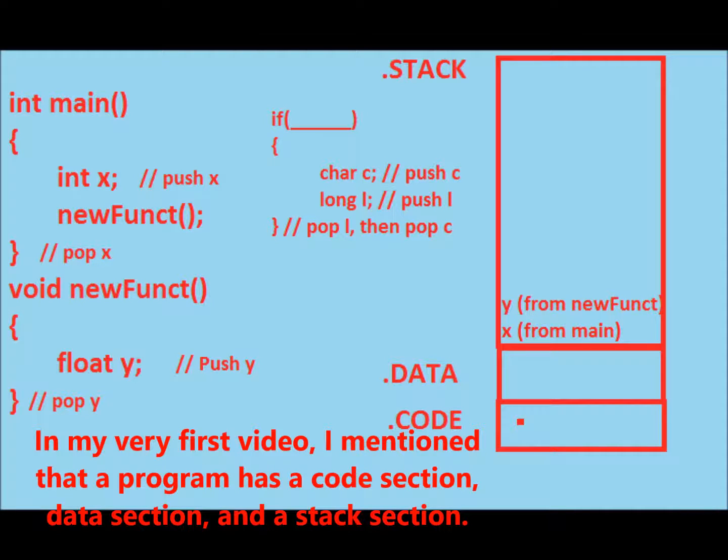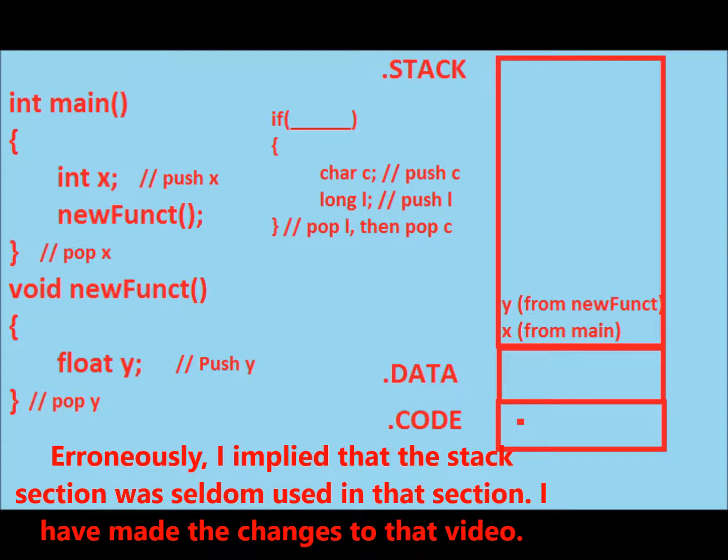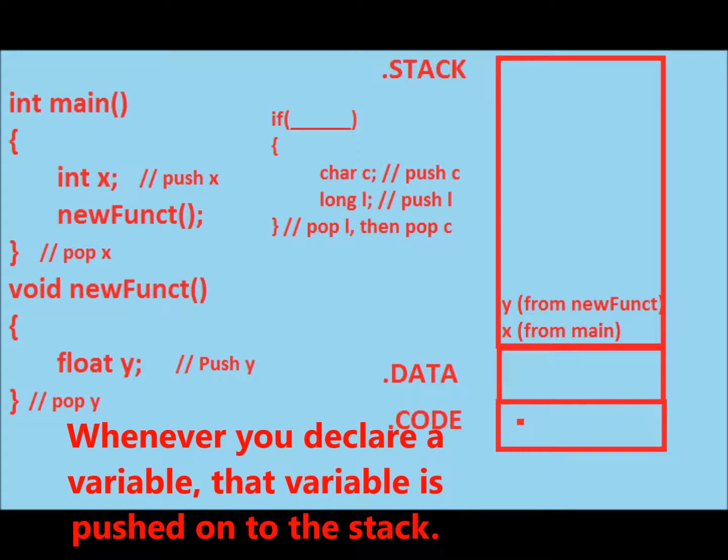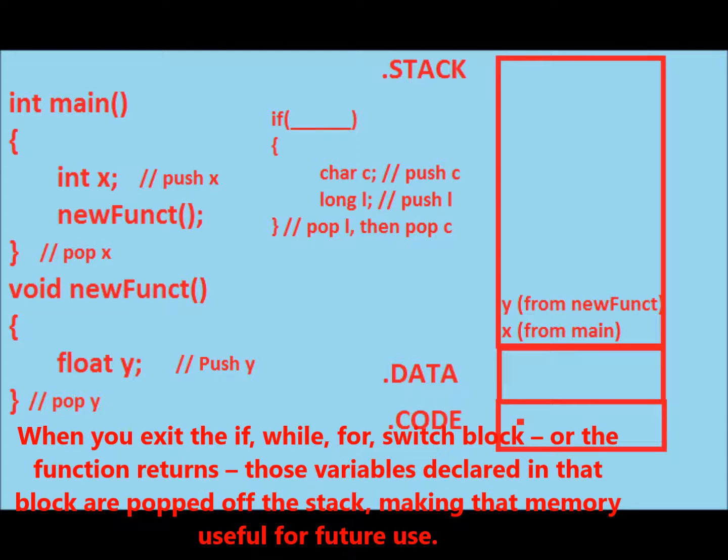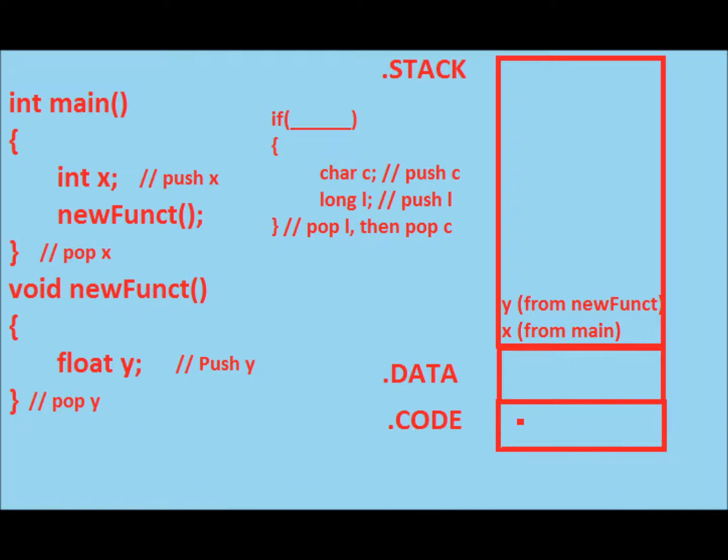In my very first video, I mentioned that a program has a code section, data section, and a stack section. Erroneously, I implied that the stack section was seldom used in that section. I have made changes to that video. Whenever you declare a variable, that variable is pushed onto the stack. When you exit the if, while, for, switch block, or the function returns, those variables declared in that block are popped off the stack, making that memory useful for future use.